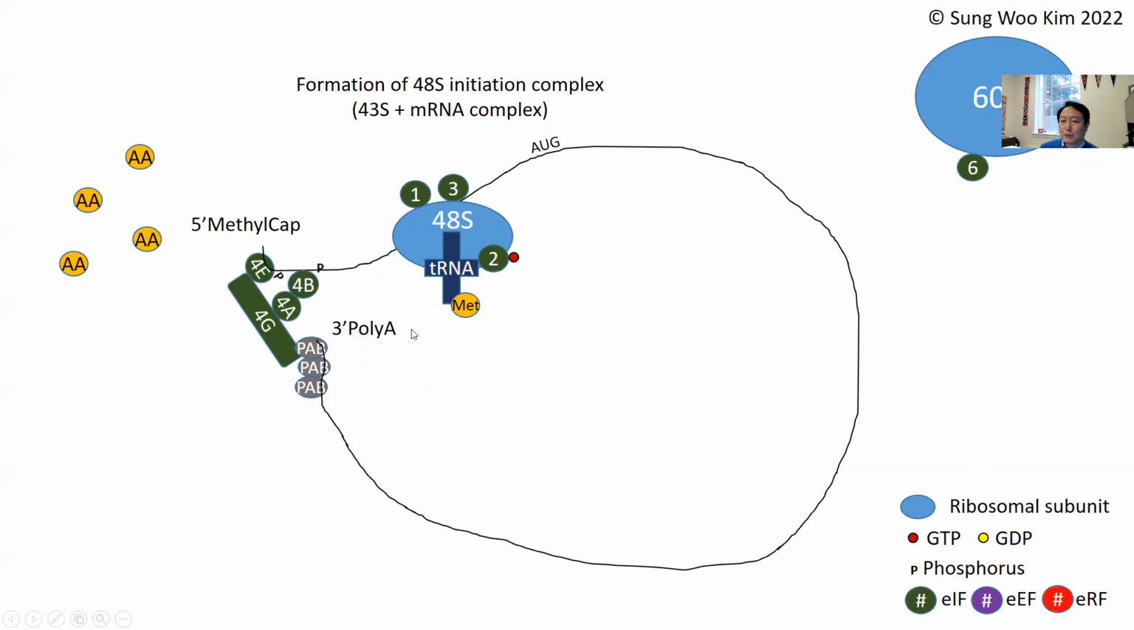Okay. Now this 43S comes to the messenger RNA complex, and all together, this will form the 48S initiation complex. So we call it the 48S initiation complex. Please note that in the cytosol, there are many free amino acids available, and they originate either from diets or from protein degradation from other tissues or from within a cell, right? But these are the substrate for making polypeptide.